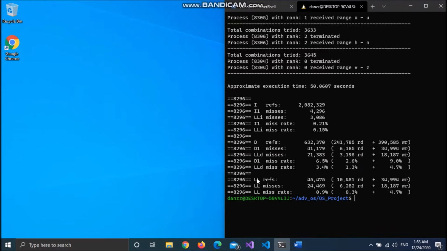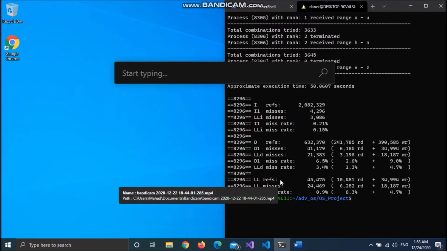Now LL here refers to last level. I have looked up the documentation, and it says that LL is usually for the last level. Meaning if your computer has two levels of cache, then it will basically refer to L2. But if your computer has three levels of cache, then it will refer to L3. So in my case, I have three levels of cache, as I can show you with the CPU-Z application.